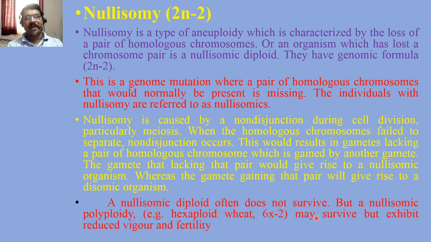A nullisomic diploid often does not survive, but a nullisomic polyploid may survive, though exhibiting reduced vigor and fertility. Like monosomics, nullisomics cannot survive in diploids, but they can survive in polyploids because the same types of chromosomes are present repeatedly in polyploids, and due to that they may survive but show reduced vigor and fertility. The most classical example of that is hexaploid with 6x-2. This polyploid can survive but has reduced vigor and fertility. So this is all about nullisomy.